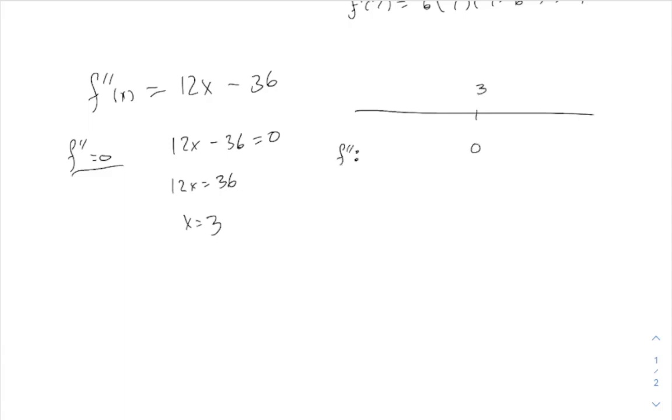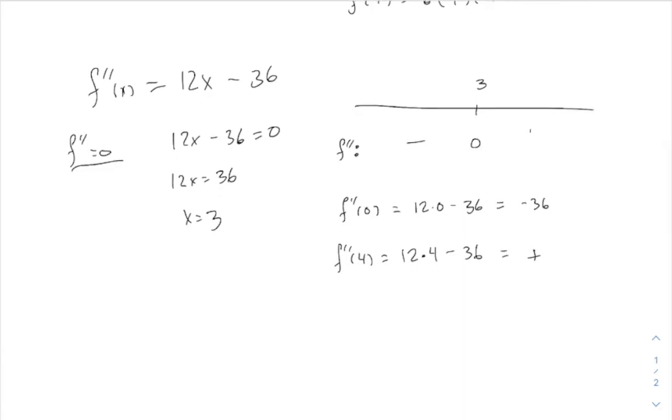That's where it's 0. Again, I plug in something less and something more, so I'll do f double prime of 0 on the left, which is 12 times 0 minus 36. This is negative 36, which is negative. And then I'll also plug in f double prime of 4. That's 12 times 4 minus 36, which is 48 minus 36, which is positive. So that's a minus and a plus.